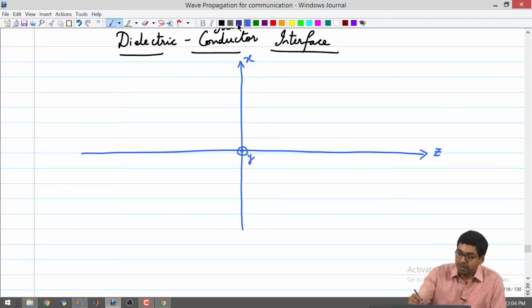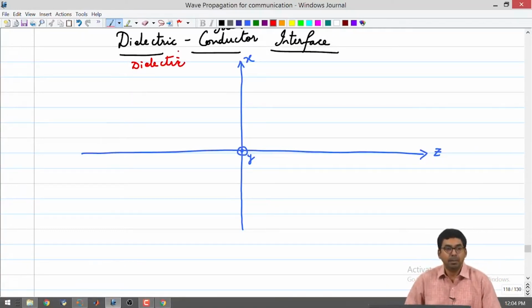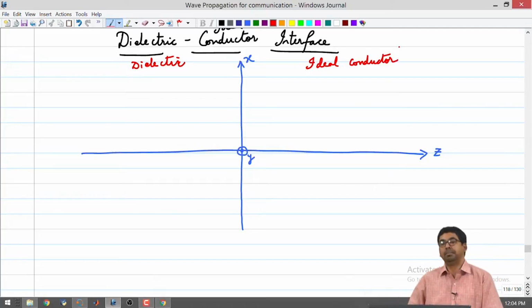All right. So here we want to be able to talk about dielectric on the left side, and that is also going to be the medium from where the incident wave is going to go. So we are going to have a source at the dielectric medium, it is going to go and hit an interface, and it is an interface between a dielectric and an ideal conductor. So conductivity is infinite, sigma is going to be equal to infinite.